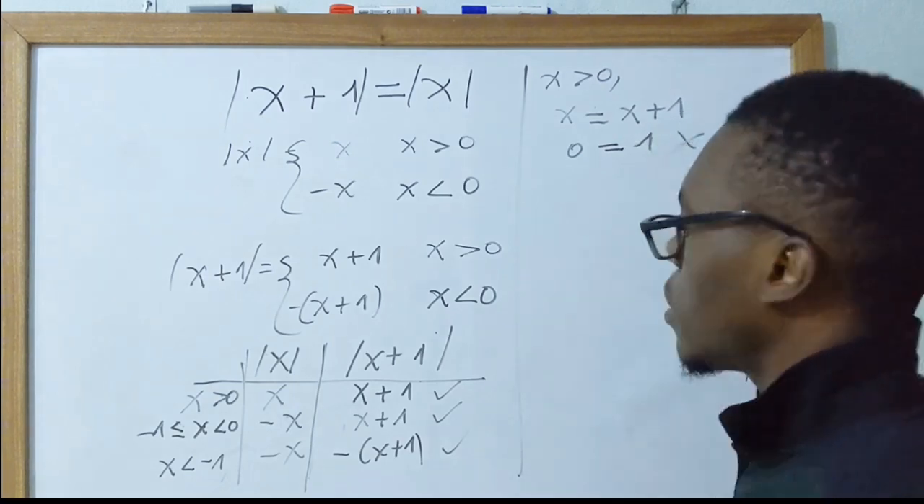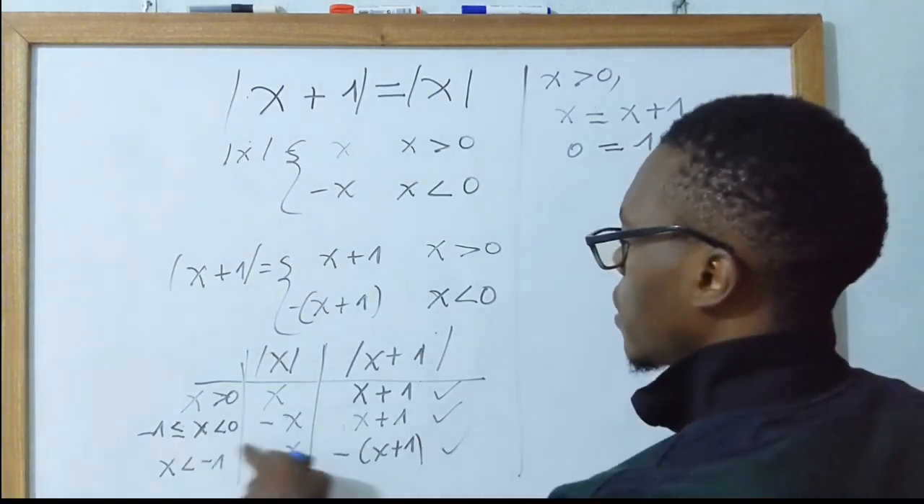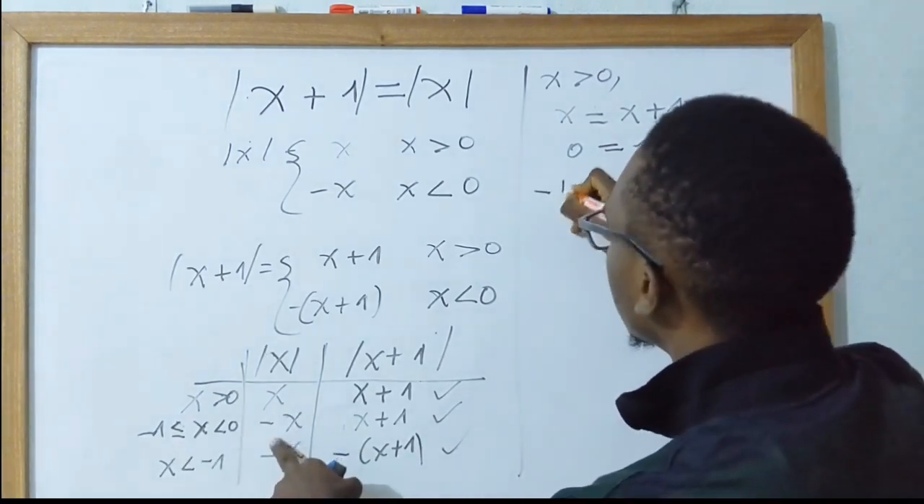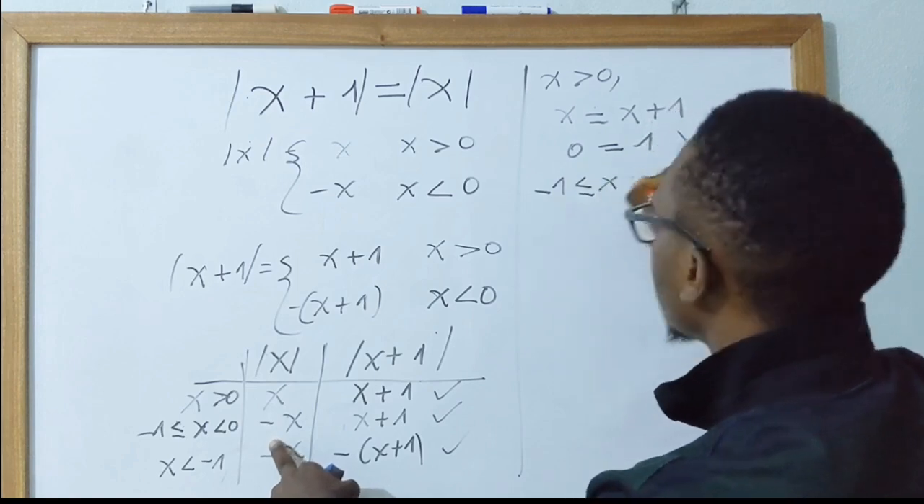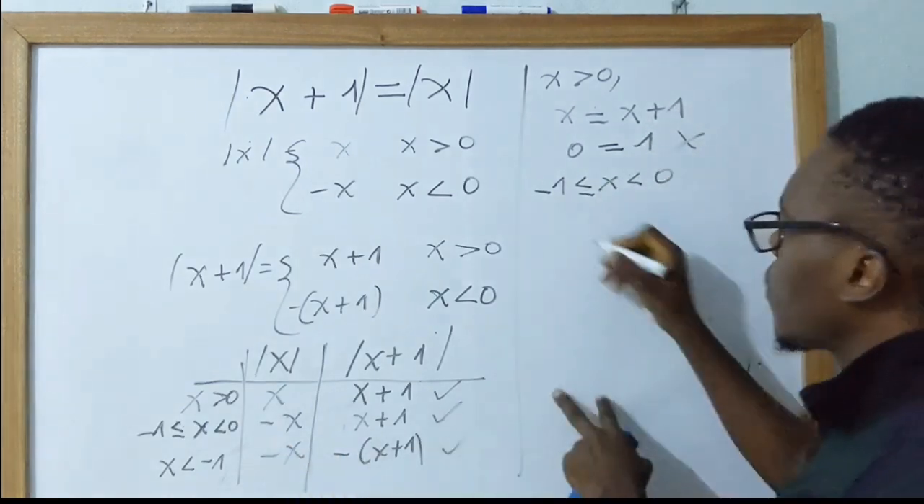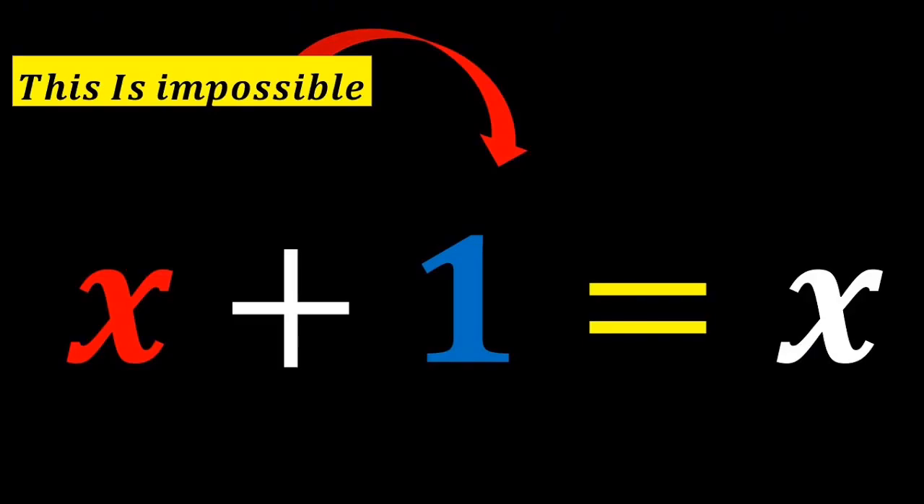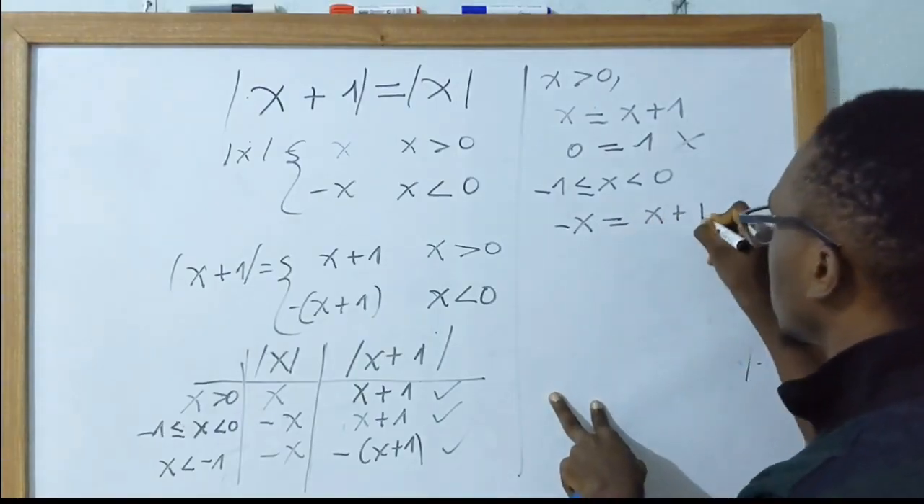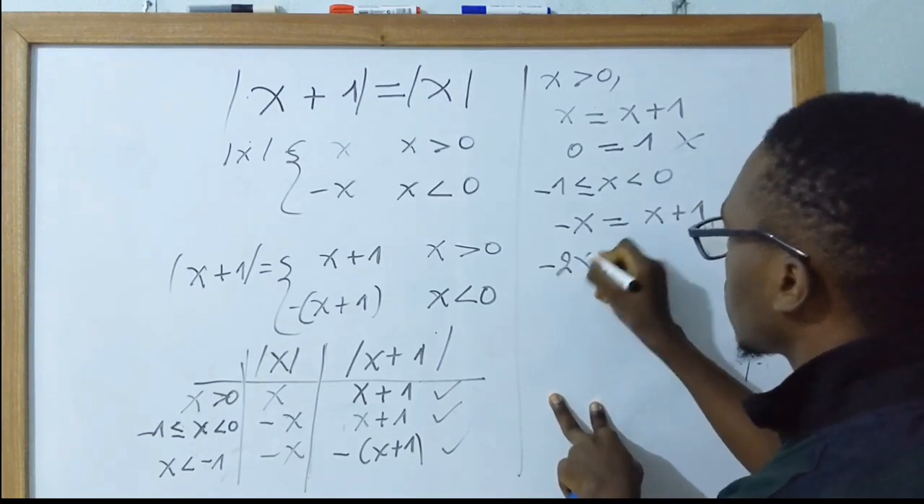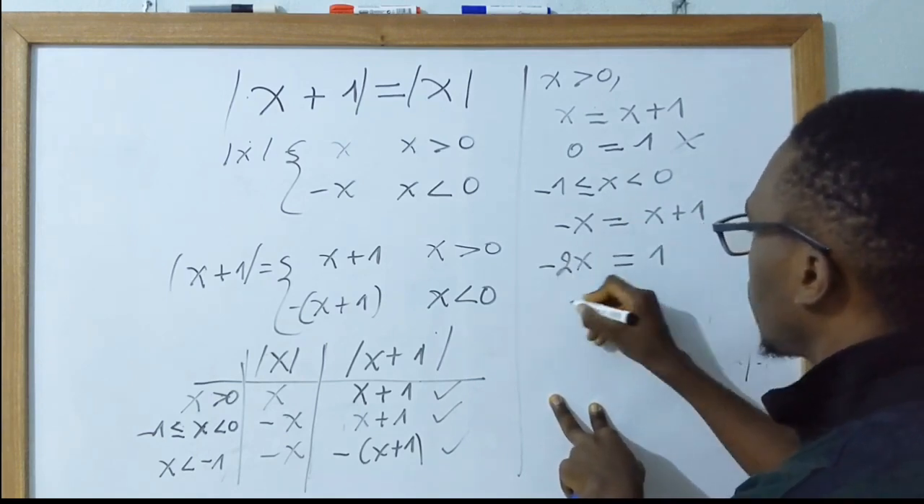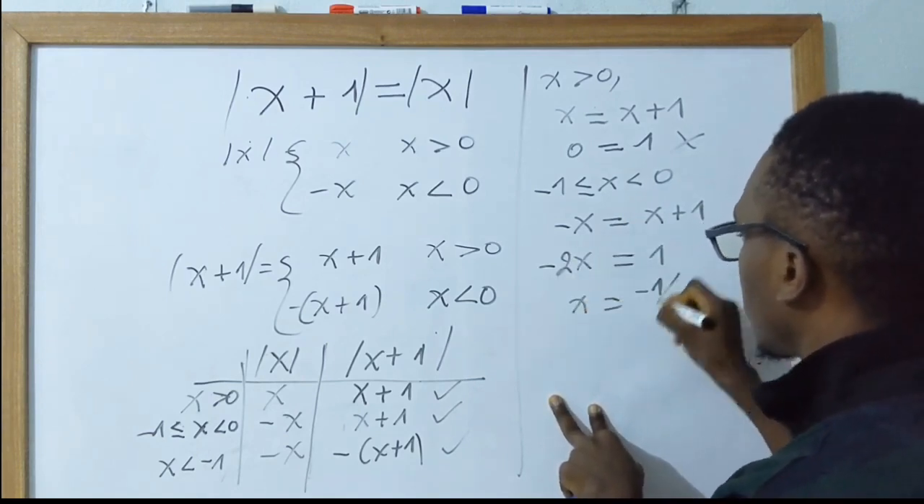That is impossible. In the second case, where negative 1 is less than or equal to x, which is less than 0, you're going to have minus x is equal to x plus 1, and you're going to have minus 2x is equal to 1. Therefore, x is equal to minus half.